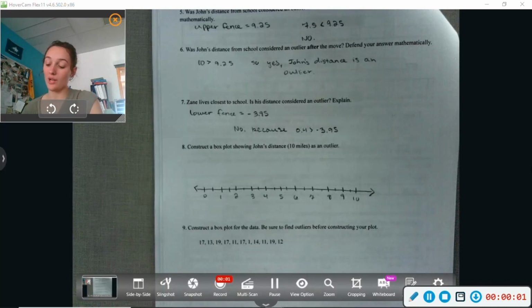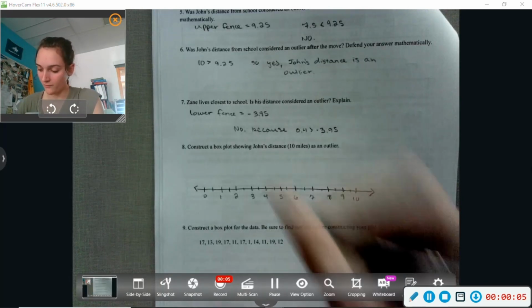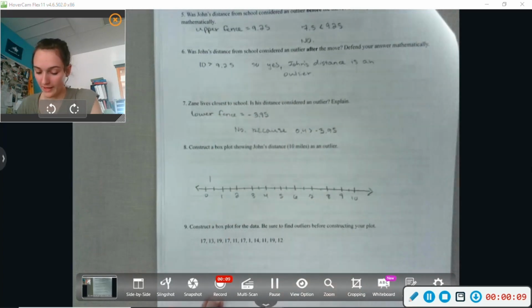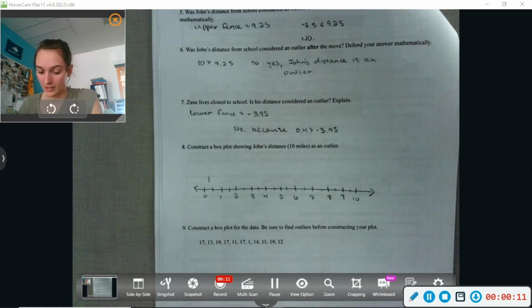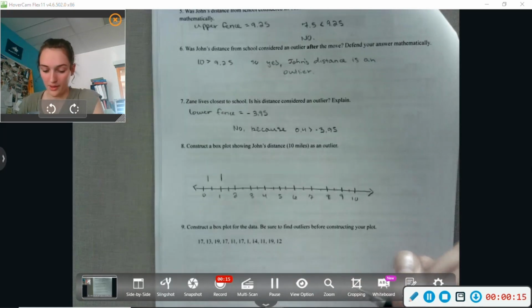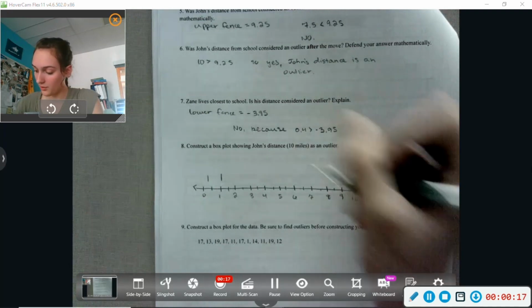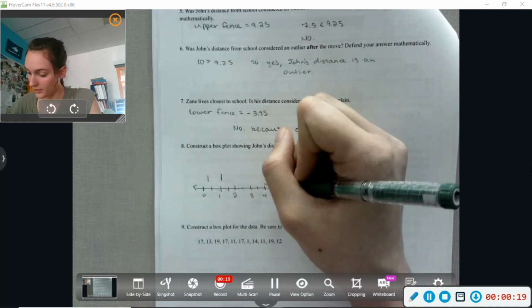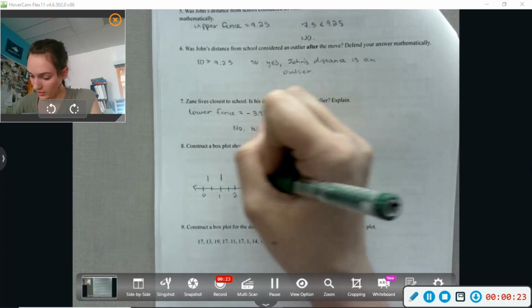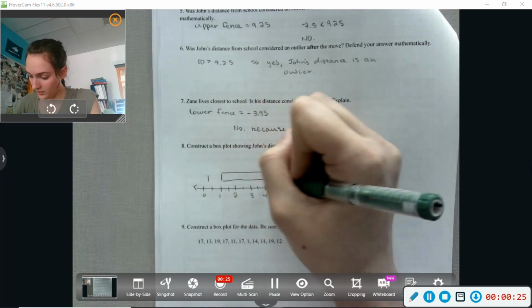Now I'm going to start out the same way I did before. I had my minimum at 0.4, and I'm going to draw that there. I know that my Q1 is going to be at 1, and that my Q3 is going to be at 4.3. So I'm going to go ahead and draw that box and that whisker.